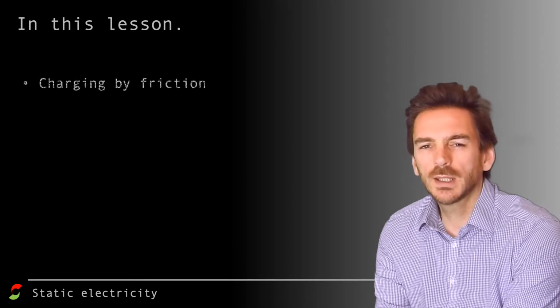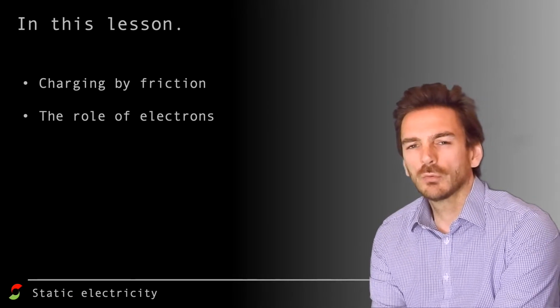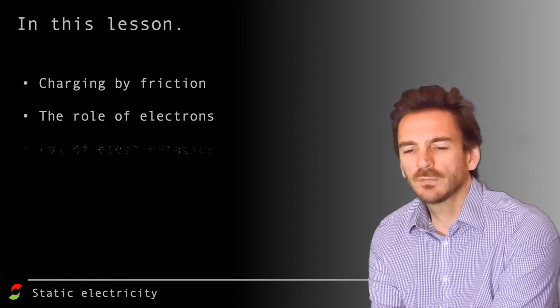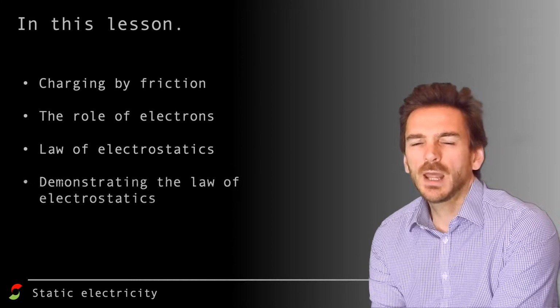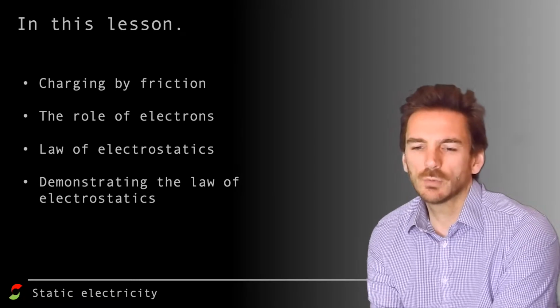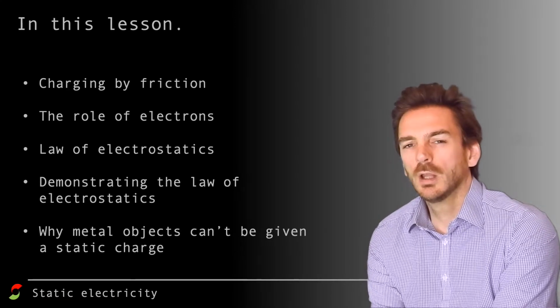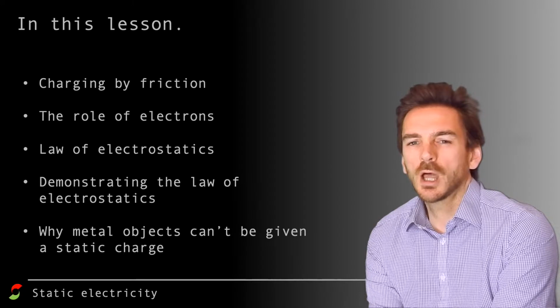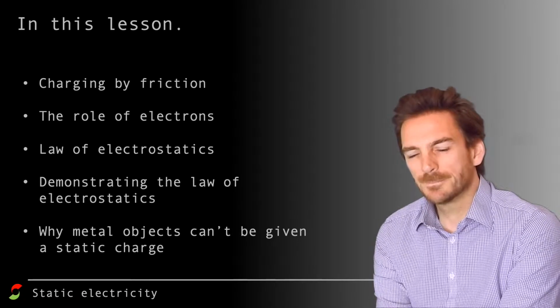This time we're going to be looking at charging by friction, and the role of electrons in charging by friction, and also introducing the law of electrostatics and how we can demonstrate the law of electrostatics in the laboratory using some basic equipment. And we're going to finish off by explaining why metal rods and objects can't be given a static charge the way that insulating materials can be.